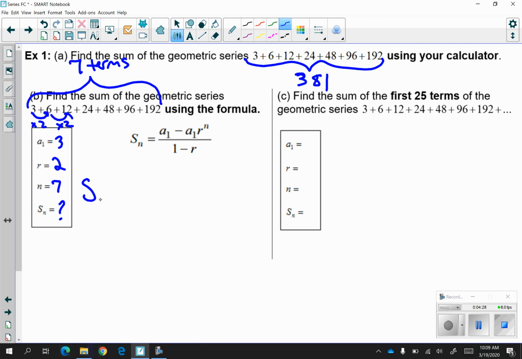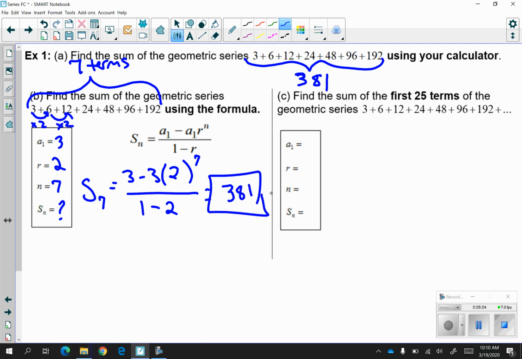So the sum of the first 7 terms is a sub 1, which is 3, times 1 minus R, which is 2, to the n, which is 7, over 1 minus 2. Please put that in your calculator using alpha y equals exactly as you see here. If there's parentheses, please use parentheses instead of using the multiplication sign. Writing it this way for a reason. It'll always be correct this way. If you're putting that in the calculator, no surprise, you should get 381 because that's what we got when we added it by hand.